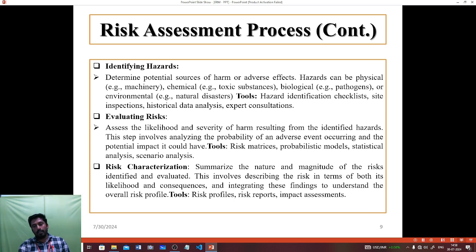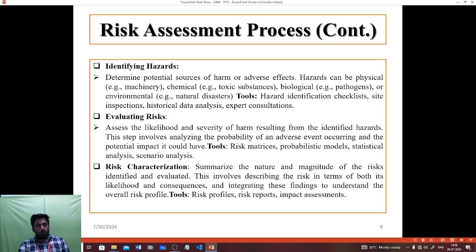It may protect the environment and avoid the harmful effects from some industries, from which harmful waste is discharged. So we can use these tools to identify the hazards. Then the second step is risk evaluation.